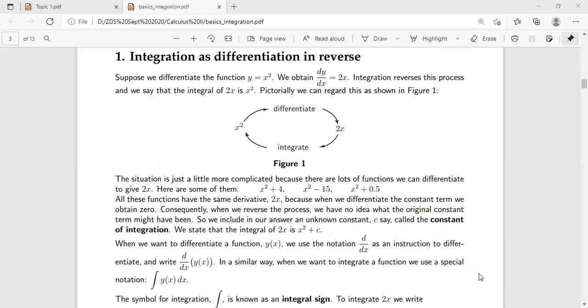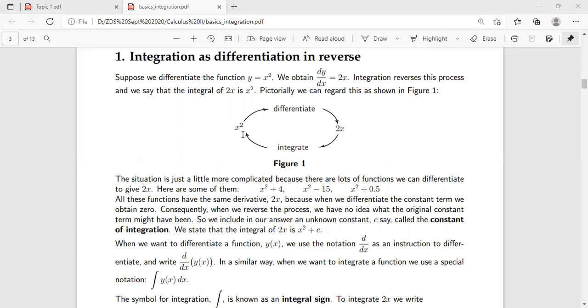So pictorially, we can regard this as what is displayed here in figure 1. So our function is x squared. If we differentiate, we are going to get 2x. And if we integrate, we are going back to x squared.